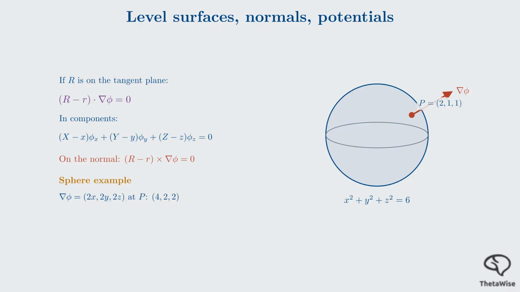The notes' sphere example uses x squared plus y squared plus z squared equals 6 at P equal to (2, 1, 1). The gradient is (2x, 2y, 2z), so at P it is (4, 2, 2), and the unit normal is (2, 1, 1) divided by square root of 6. This is the outward direction.